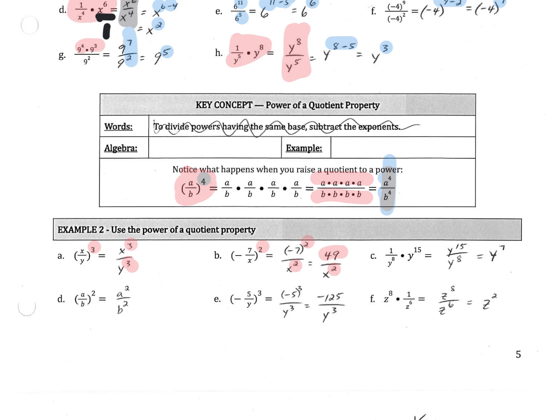Let's look at example D. We have this a over b squared. The 2 gets shared with both, and then you're done. Example E. The 3 gets shared with the negative 5 and the y. Negative 5 to the third is actually negative 125. The y gets the 3, and then you're done.